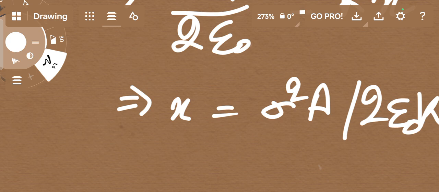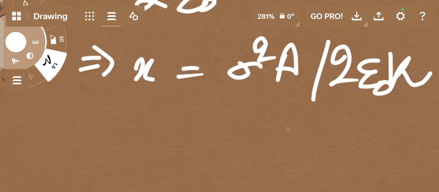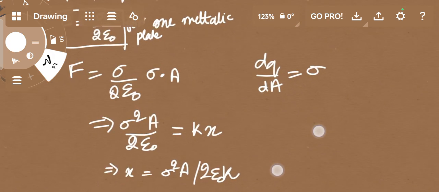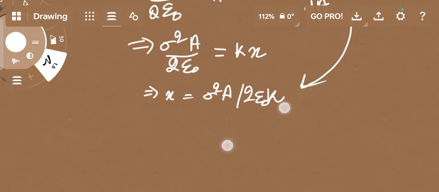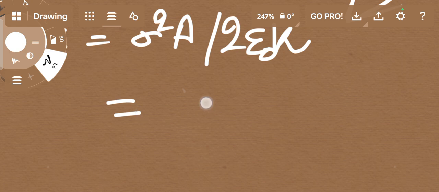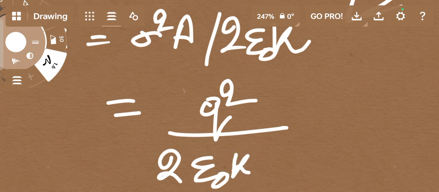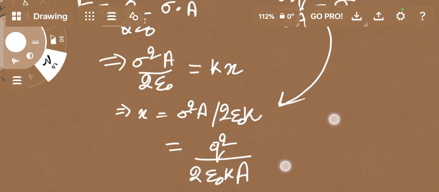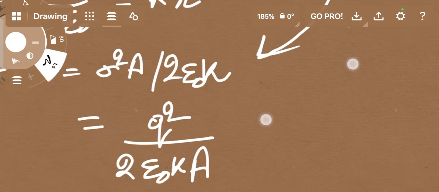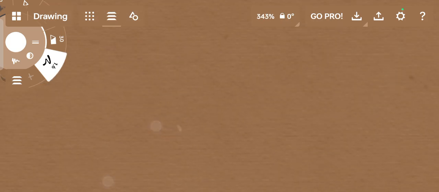let us think what we should do here. Can we write this sigma square as charge by area? Just replace this relation here. What will it be? It will be q square by 2 epsilon naught K into A, right? The K is a spring constant also. Don't mistake it as the dielectric constant.